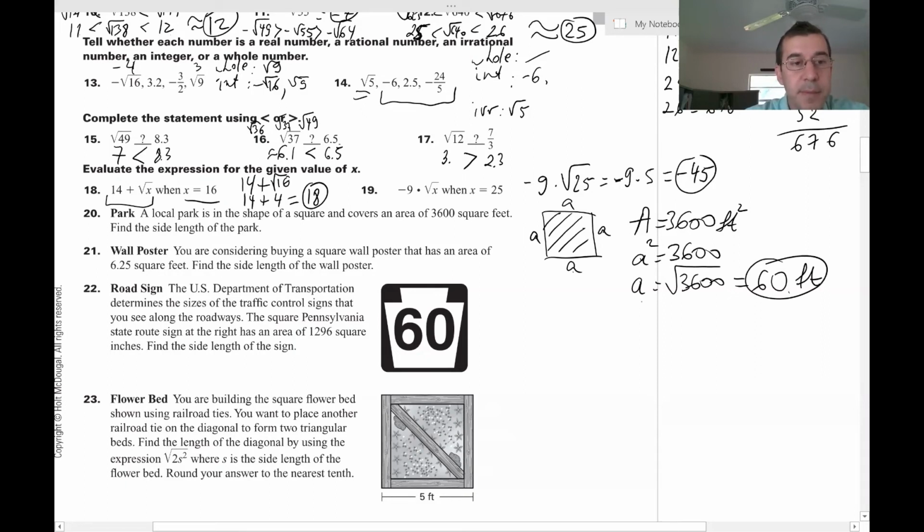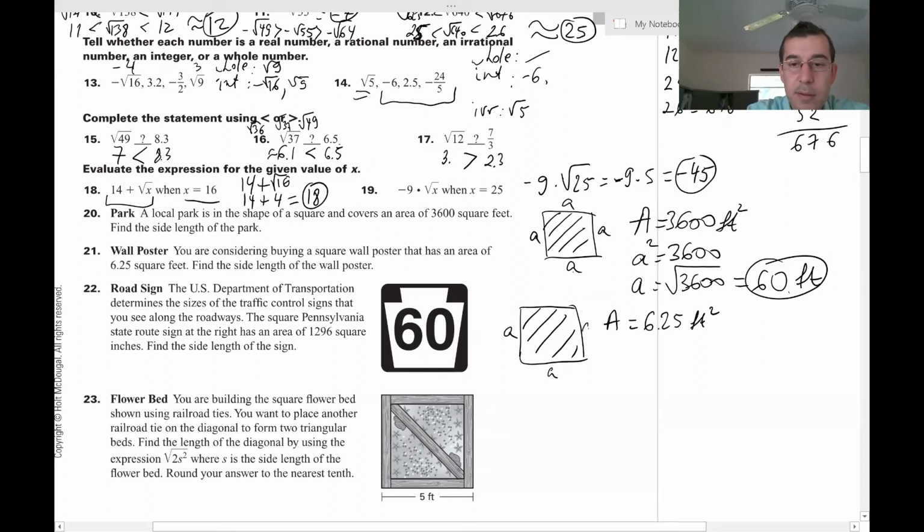That's 20. 21, wall poster. You're considering buying a square, again square, wall poster that has an area of 6.25 square feet. Find the side length of the wall poster.